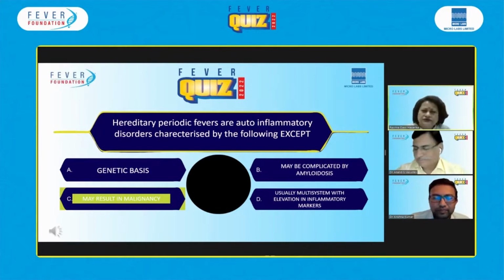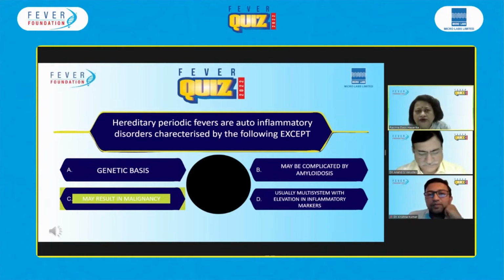Thank you. For most of these, we would have to use an anti-inflammatory like an IL-1 blocker. So then only they will respond. They may not respond to the usual treatment of fever.